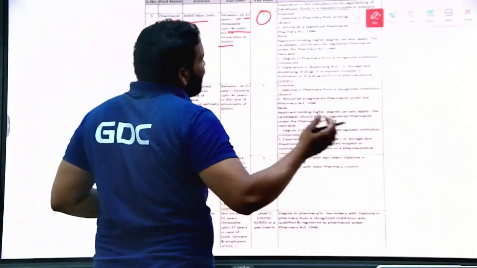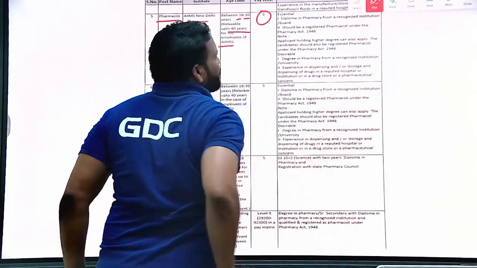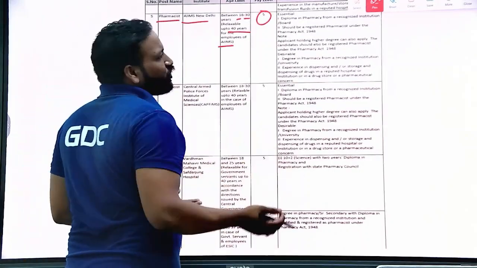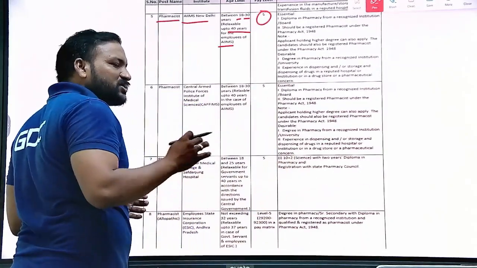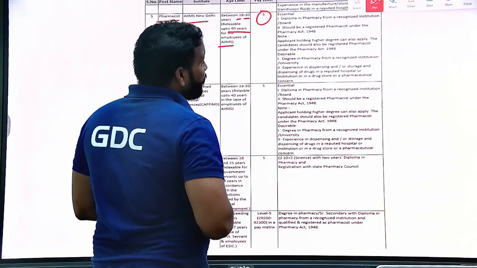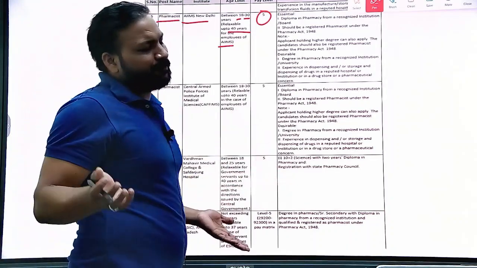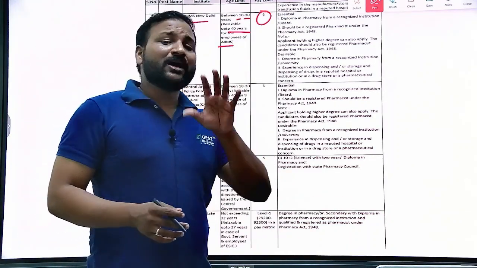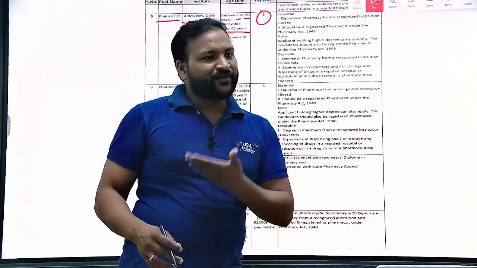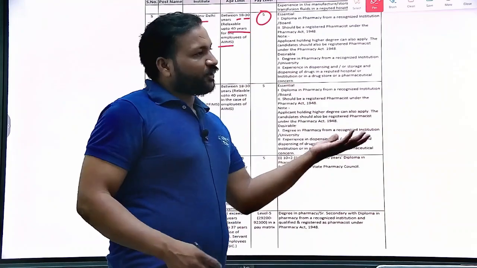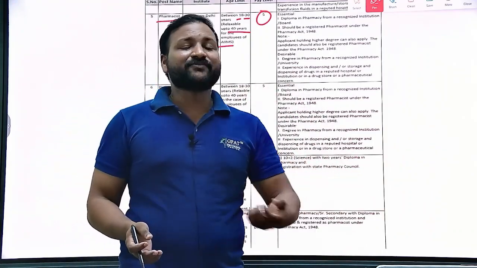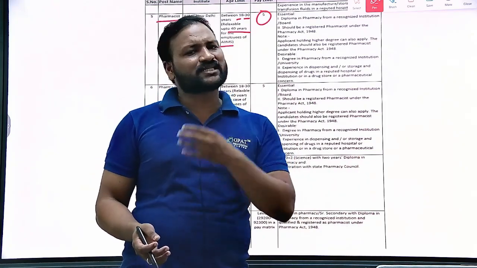Okay, but here some additional qualifications are required, but the basic qualification is a diploma in pharmacy recognized by the institution or a board. Okay, and also he should be a registered pharmacist under the Pharmacy Act 1948. But there is a note: applicants holding a higher degree can also apply. And yes, if a person has a degree, that is also a desirable qualification that may benefit them. Okay, if there are two applicants, one having a diploma in pharmacy and another having a degree in pharmacy with a good percentage of marks, then definitely that is a desirable qualification.